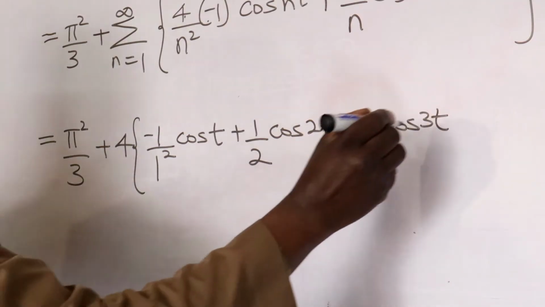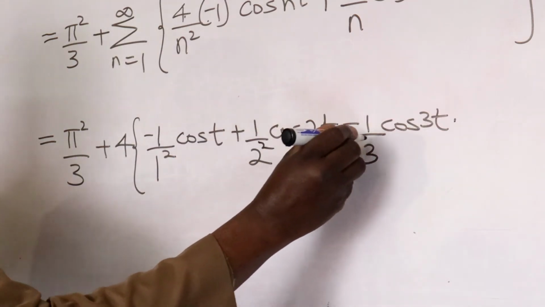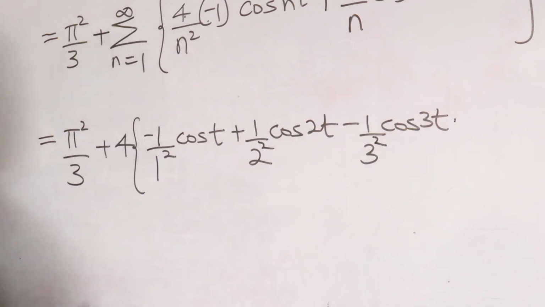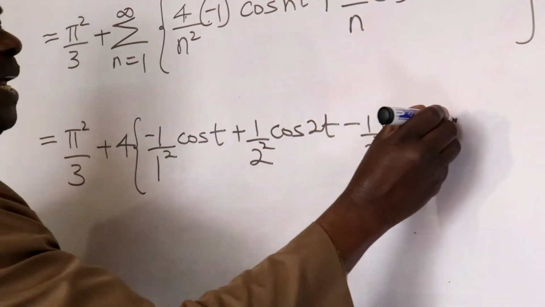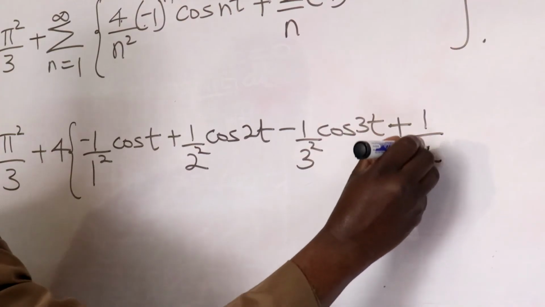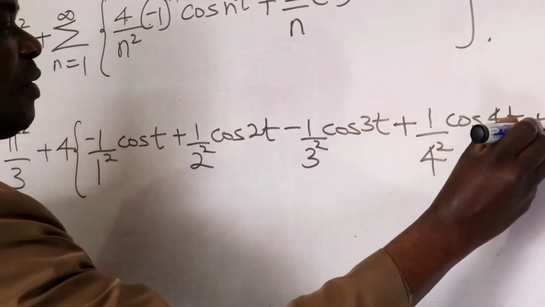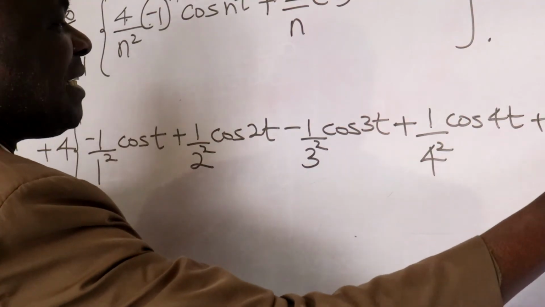When n is 4, it will be, oh, this is 2 squared, 3 squared. We are dealing with n squared. So plus, when n is 4, plus 1 all over 4 squared, cos 4t. Because we cannot write all, we say plus others.